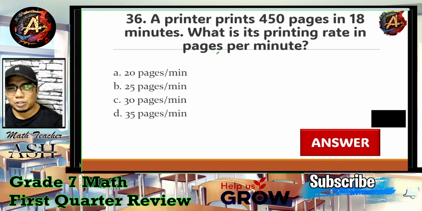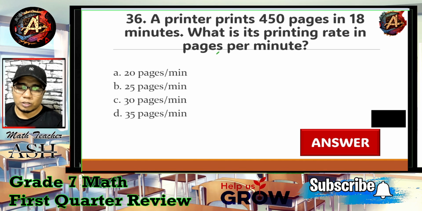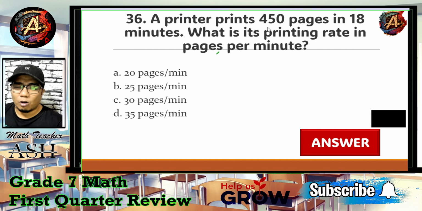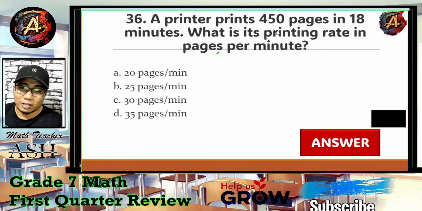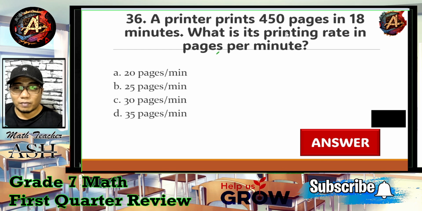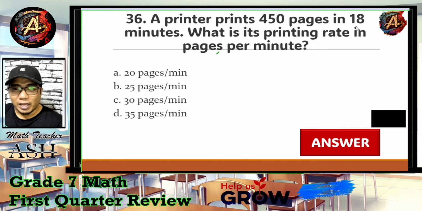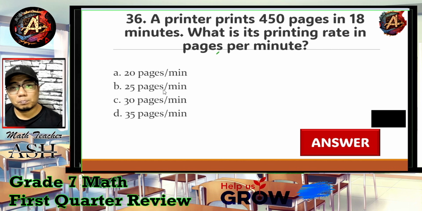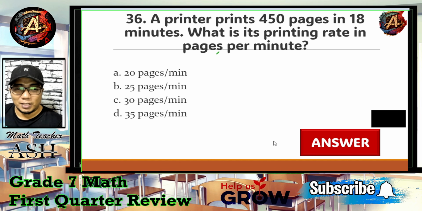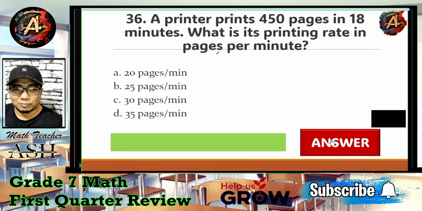Okay, my dear math learners. Now, this question is very easy. Why? Because it says here, the printer prints 450 in 18 minutes. Now, you are asked per minute. So, in 18 minutes, it prints 450 pages. So, what you will do is you just divide them to each other. So, 450 divided by 18. And if you divide that, I think the answer would be 25 pages per minute. Letter B. Okay, let's check whether we are correct.